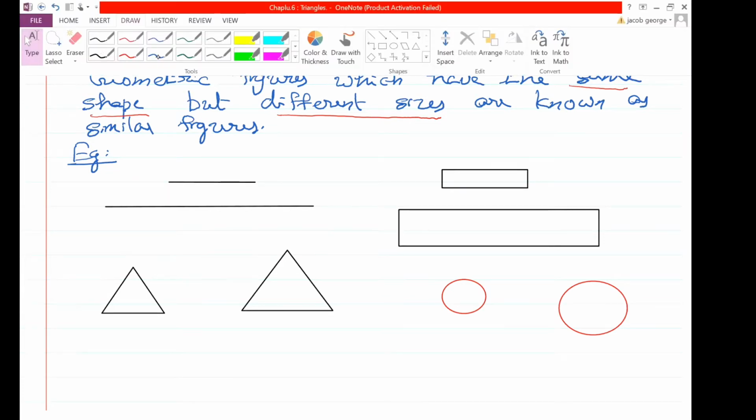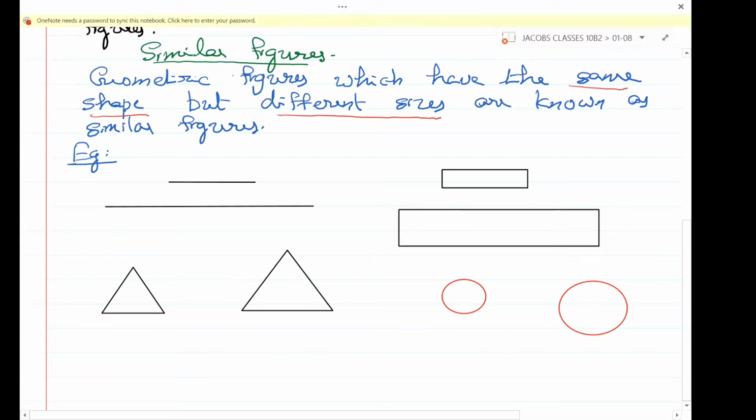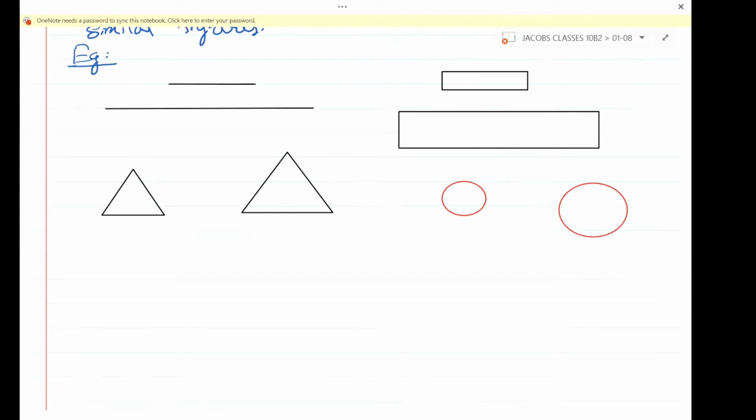Okay, so now write the subheading: similar triangles. Subheading: similar triangles.